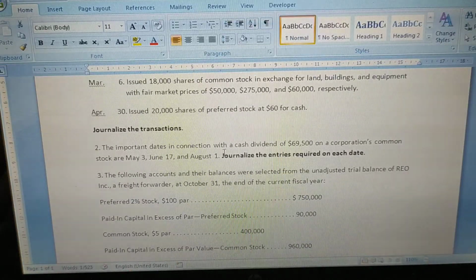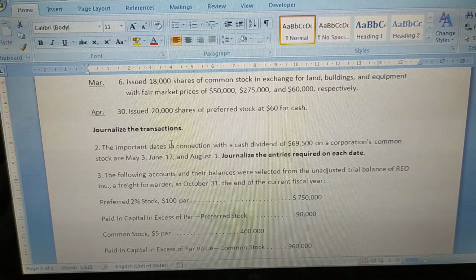And then for number 2, the important dates in connection with a cash dividend of 69,500 on a corporation's common stock are May 3rd, June 17, August 1st. Generalize the entries required on each date. So we are asked to generalize about the dividends. Remember the first date is date of declaration, the second date is date of record, and the third date is date of payment.